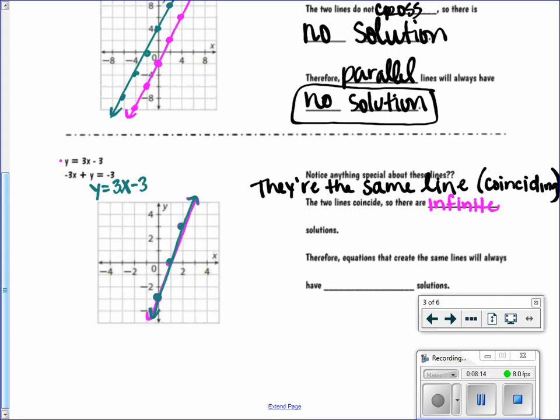You can either write it as infinite or infinitely many. Those are interchangeable phrases for it. So anytime we have the same lines, that is called coinciding. So if you see that word, coinciding, that means that they're the same thing. Anytime you have coinciding lines, they have infinite solutions.